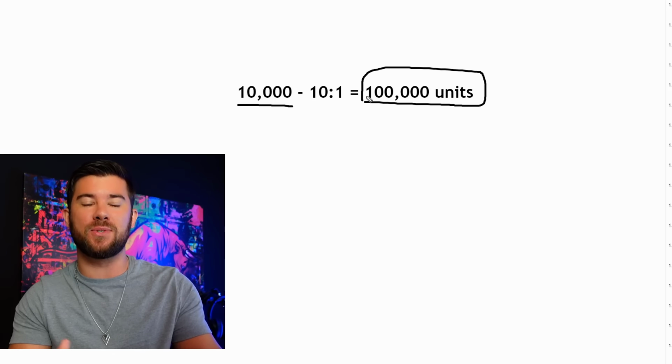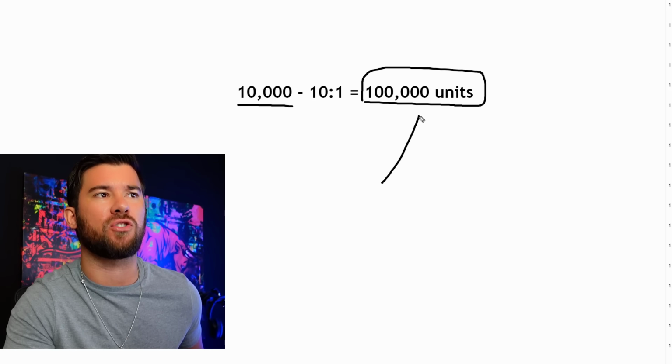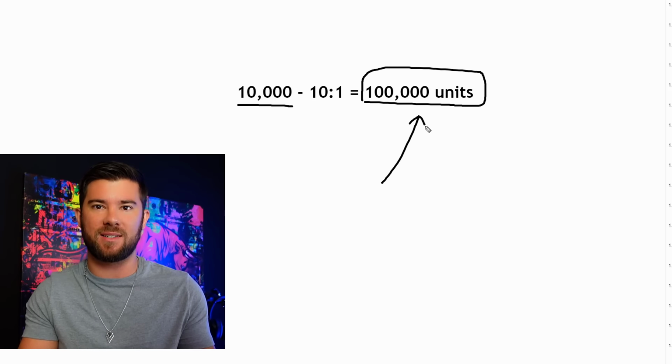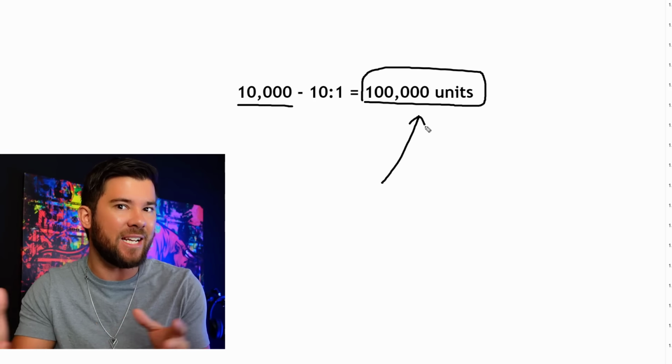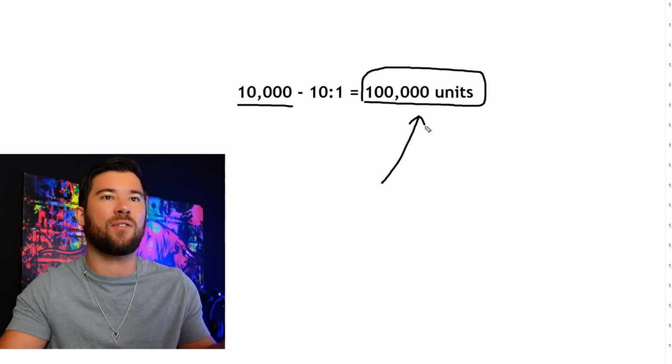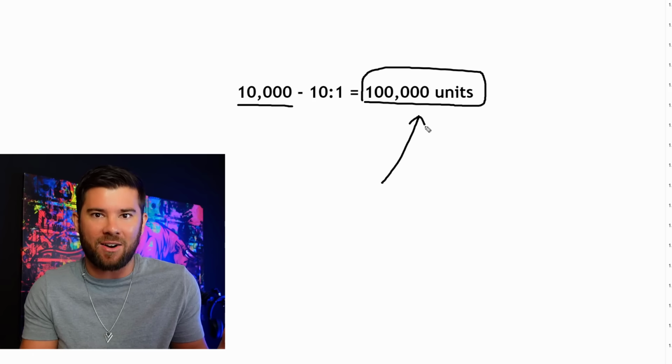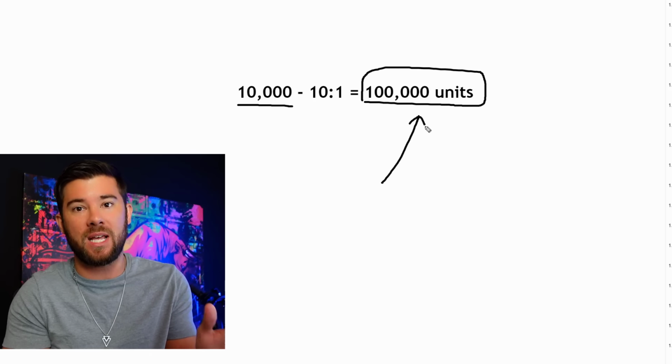Now, the wrong way to use leverage would be to go out and just place a trade with 100,000 units, because that means that each pip is going to be worth $10. You only have 100 pips before you blow your entire account. That would not be the right way to use leverage.